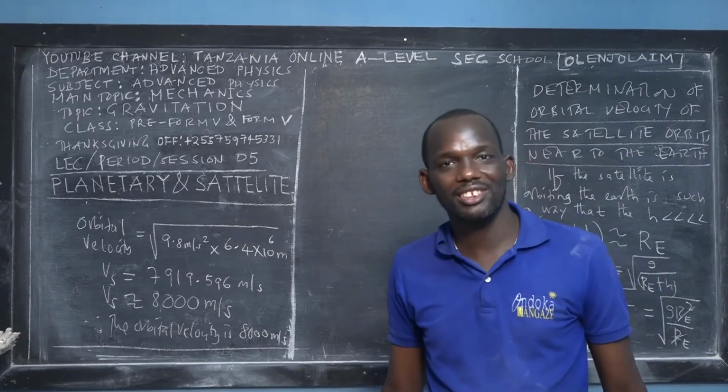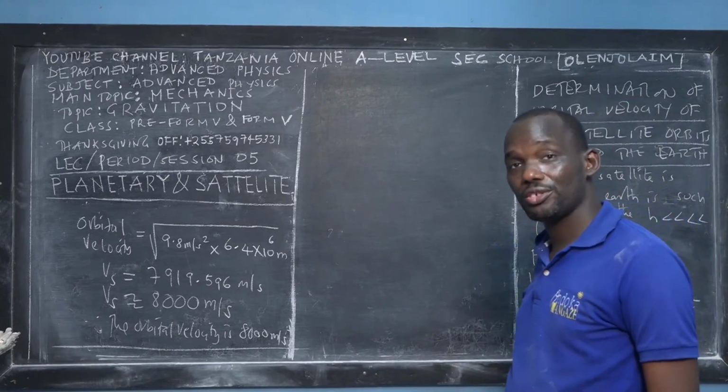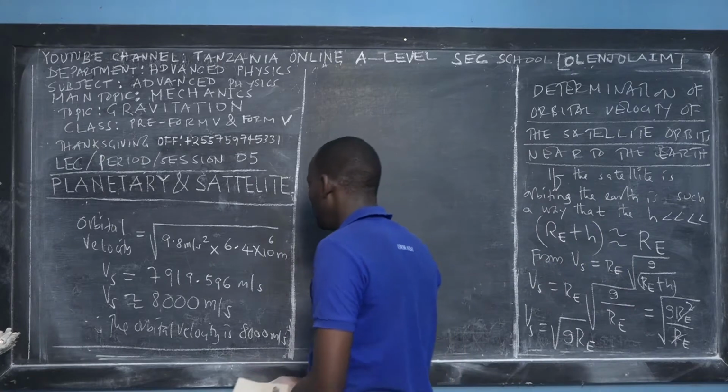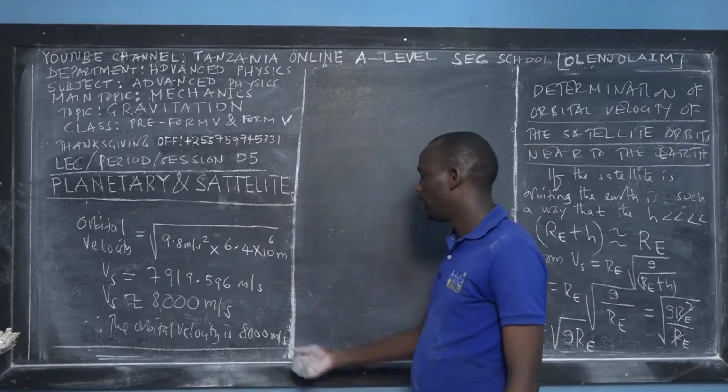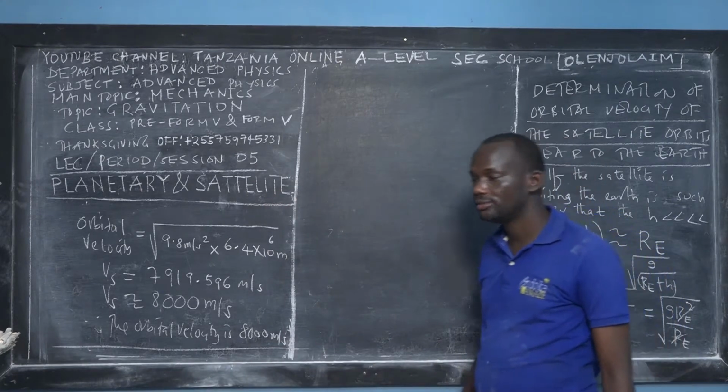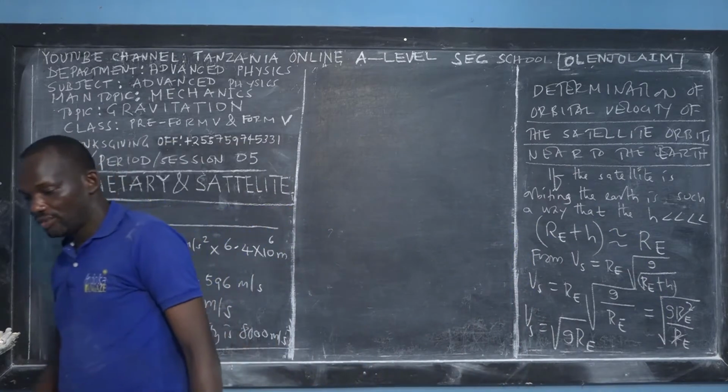How do you think the business will be? It's curious actually. Okay, so orbital velocity is what? 8,000 meters per second. So I gave you the general formula.